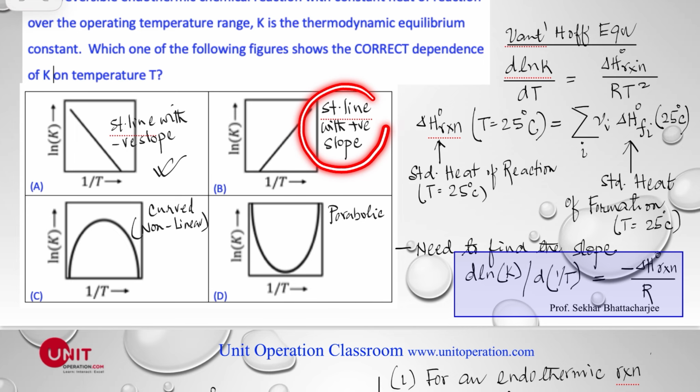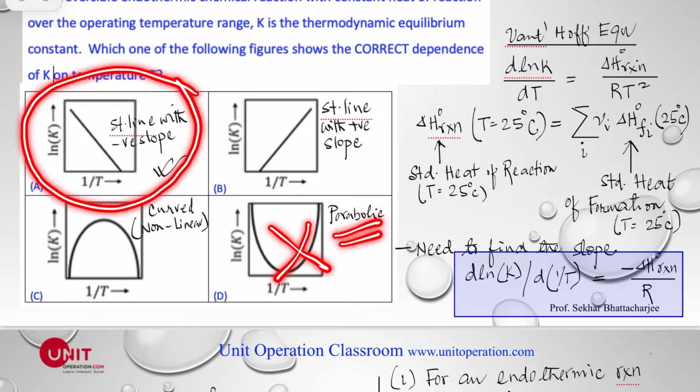This one, of course, is a straight line with a positive slope. This is not correct. This is a curved nonlinear function. We don't know what kind of function. So anyway, that is also not true. And this is a parabolic, so that is also not true. So this is the correct option.